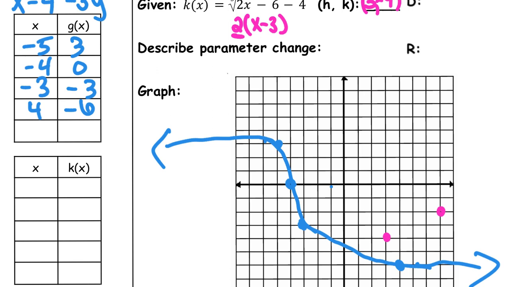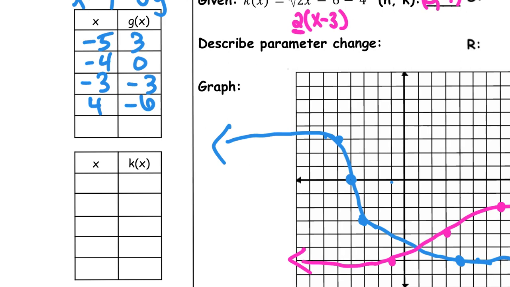Now, if I went that way 4 and up 2, I can go the other way 4 and down 2. 1, 2, 3, 4, down 2. And I got 3 points. Now, you see how you have 3 points and they look like you could draw a line? Don't do that. It needs to be going curvy.